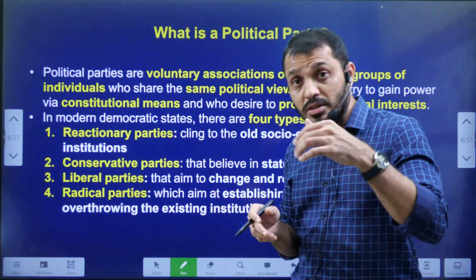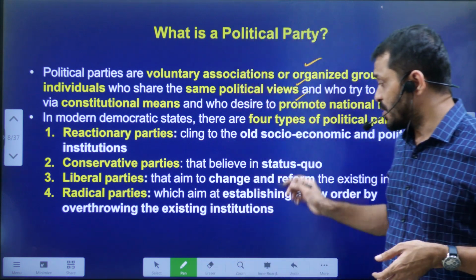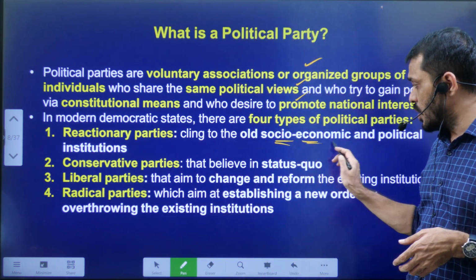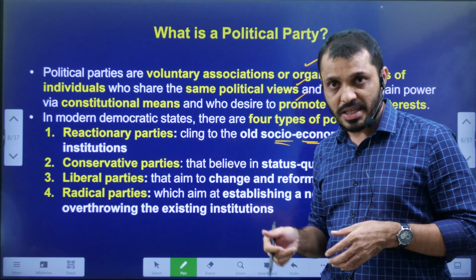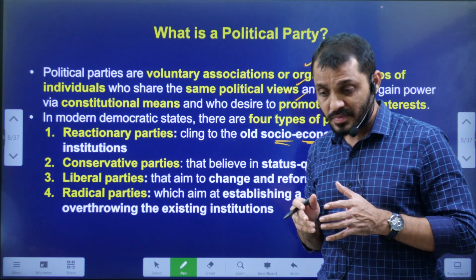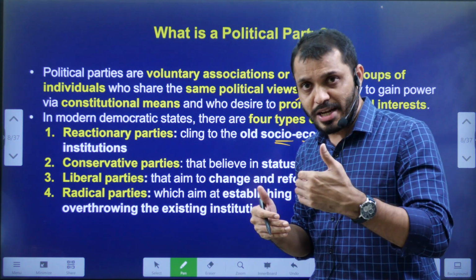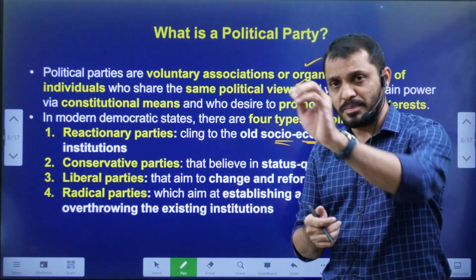Some political parties want to bring the society back to the olden days, like go back to the Vedas and all these things. These political parties attach to the old socio-economic and political institutions. They are known as reactionary parties. And conservative parties, they want the status quo. They don't want to go back to the old values, and of course they don't accept change either. They are known as conservative parties.